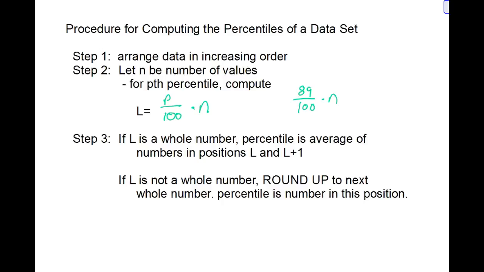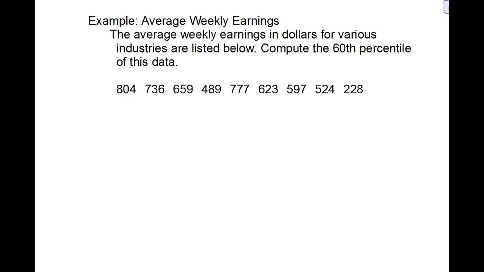So let's look at an example, and we will look at average weekly earnings. The average weekly earnings in dollars for various industries are listed below. We want to compute the 60th percentile of this data. Now notice we don't have 100 numbers, but we can still compute the percentiles. And here are our numbers. The first thing that we have to do is arrange them in order from the least to the greatest.